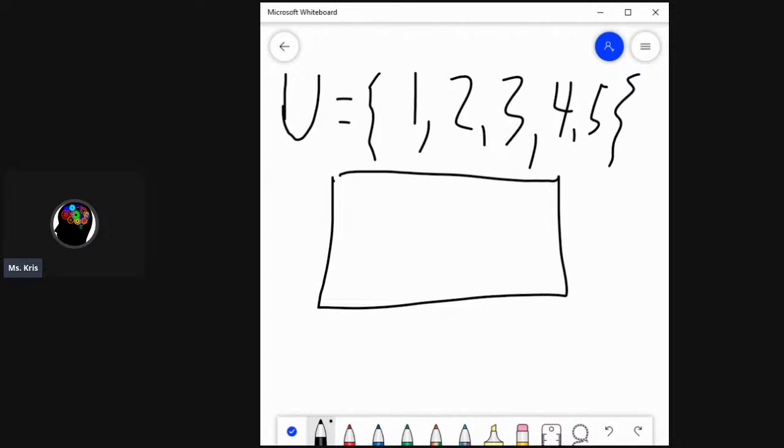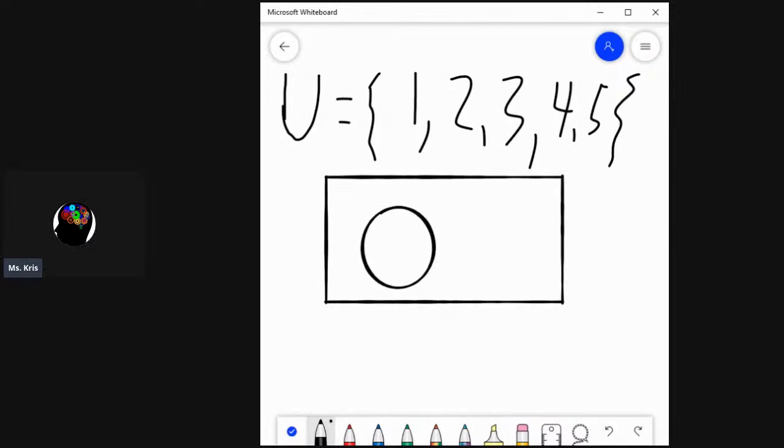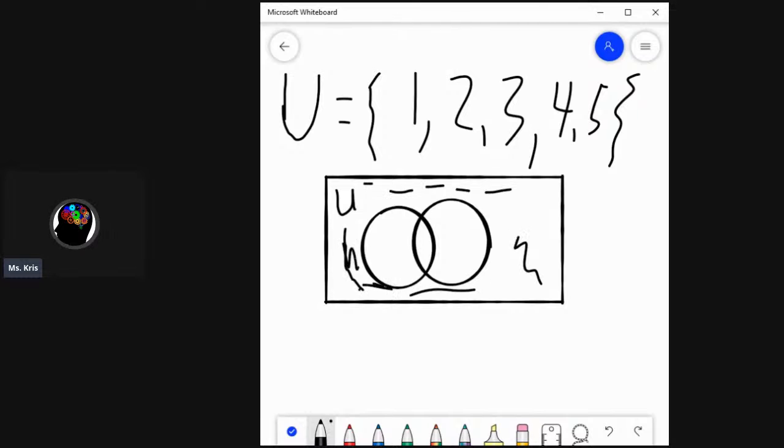If you have a Venn diagram, this area right here is called the universal set. It's also part of the complement set, because usually the complement is everything that's in the universe that's not in a set. And here's what I mean.